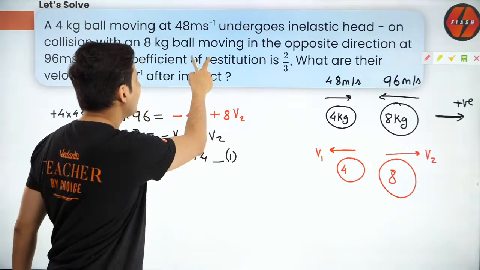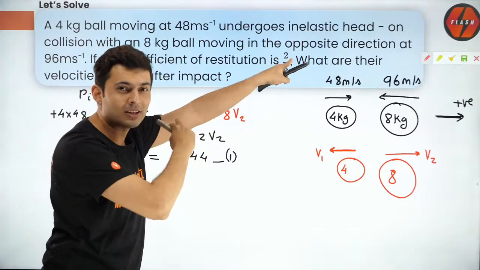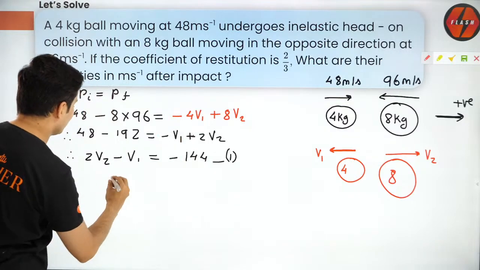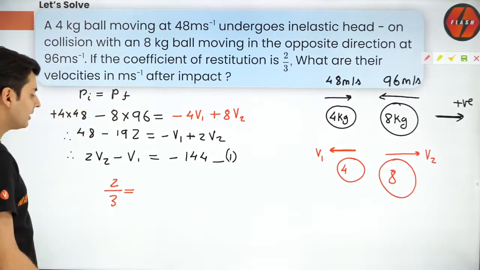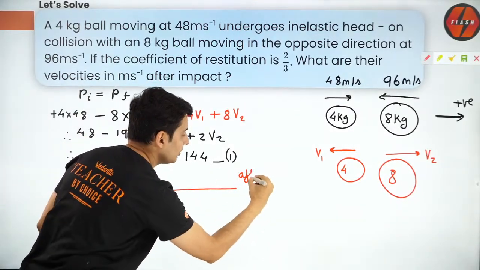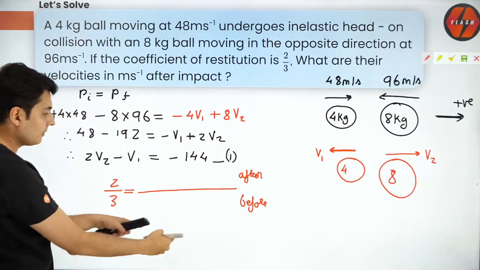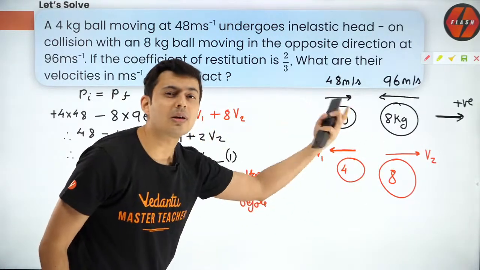What did I tell you? Yes, this is that information which is hidden, and that will give you your second equation. That's the hidden information. All right, coefficient of restitution is 2 by 3. And what is 2 by 3? Separation, that is after. I'll write it over here, and here it is before.